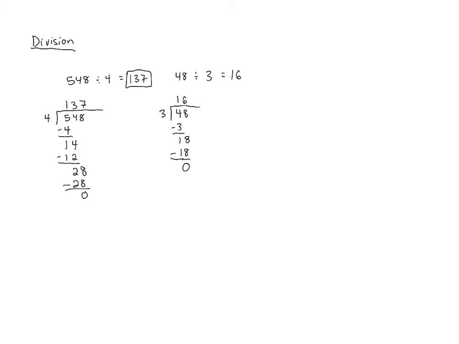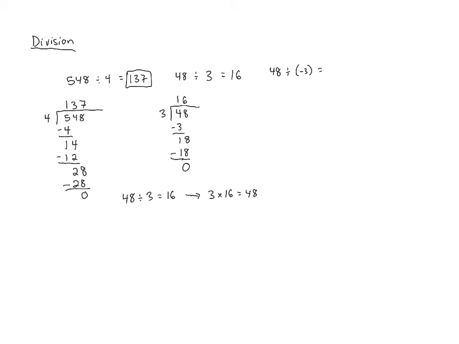Now, next, I want to look at 48 divided by -3. Let's look at what happens when we have some negative numbers. And what we're going to do is we're going to look at a connection between multiplication and division to figure out how to proceed here. Earlier, we saw 48 divided by 3 equals 16. We could rewrite that as a multiplication by saying 3 times 16 equals 48.